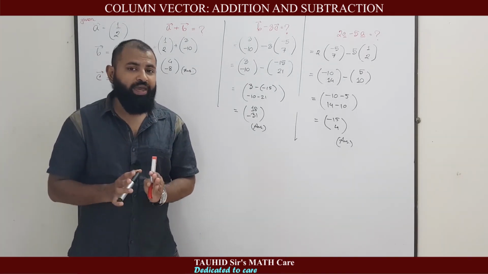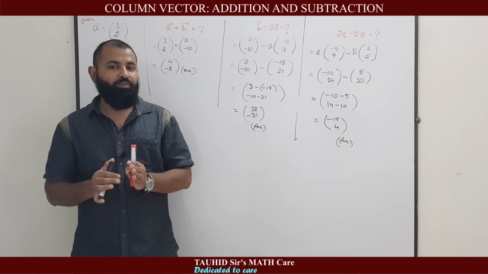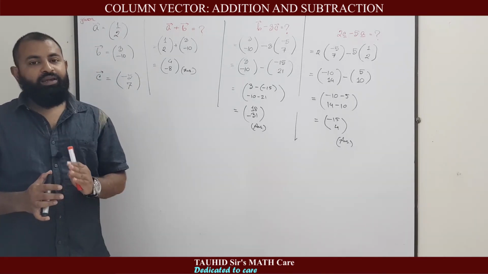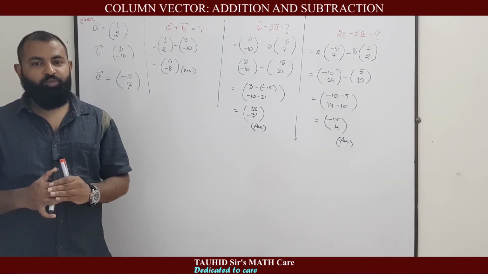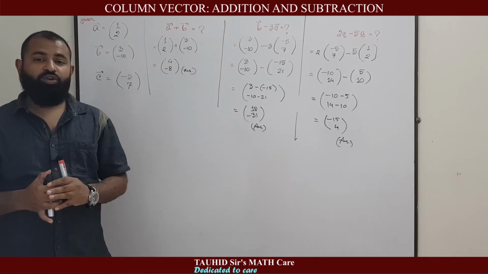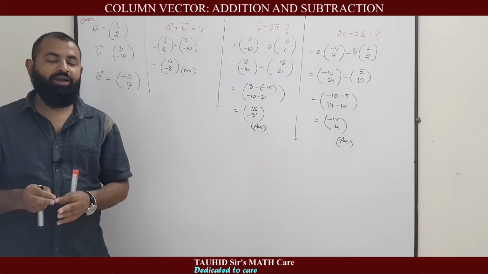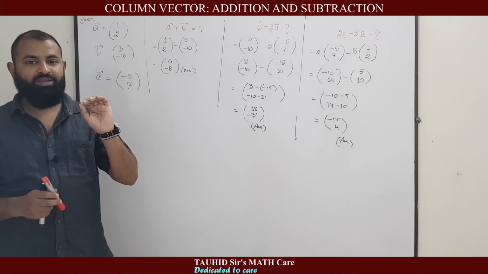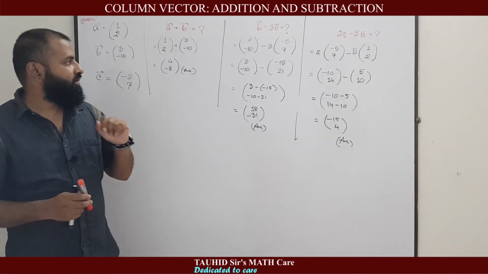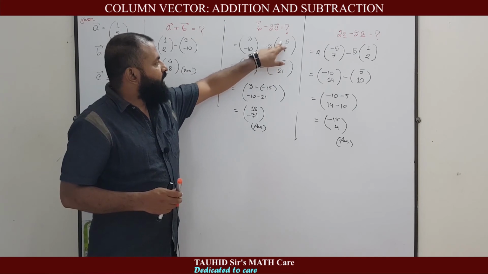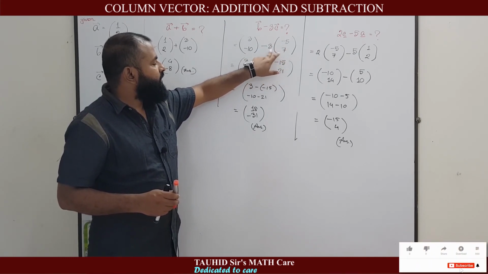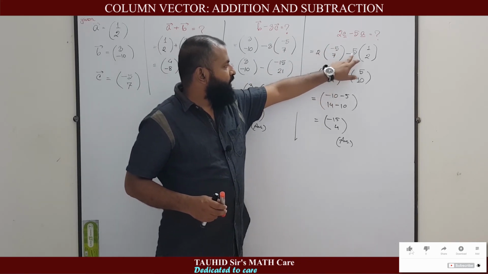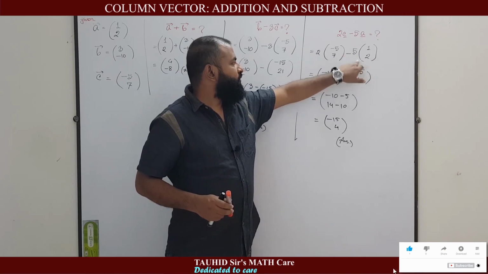From this video, what have we learned? We learned how to add or subtract two column vectors. While adding or subtracting, we just added or subtracted the corresponding positions. And what about the multiplication of a vector by a scalar number? When we multiply a vector by a scalar number, we simply multiply each of the elements of the vector by that number. For example, 3 into (-5, 7) means 3 into minus 5 is minus 15, 3 into 7 is 21. 2 into minus 5 is minus 10, 2 into 7 is 14. Multiplying by 5, 5 into 1 is 5, 5 into 2 is 10.